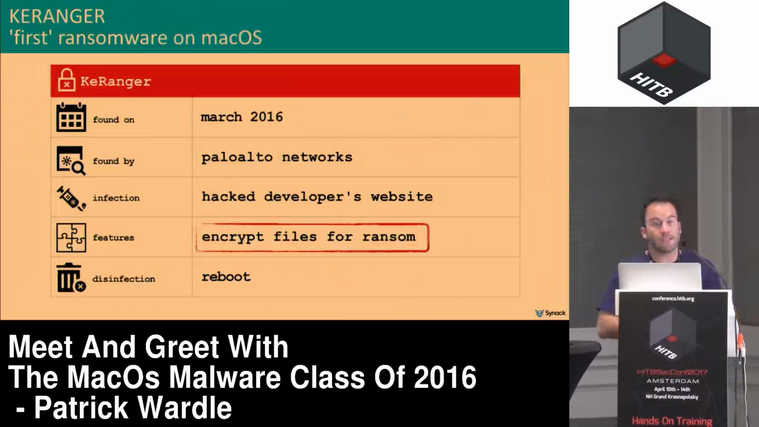All right, so let's dive in and start talking about some of, or rather all of, the specimens that appeared in 2016. So the first one was called KeyRanger. This was discovered by Palo Alto Networks in March, and it had the honor of being the first fully functional in-the-wild ransomware for macOS.